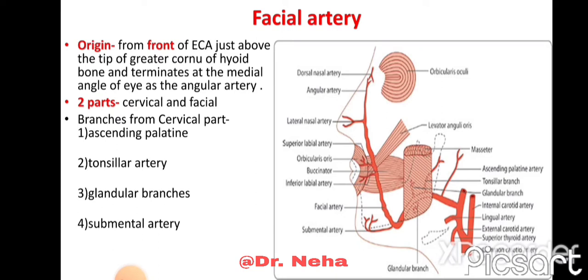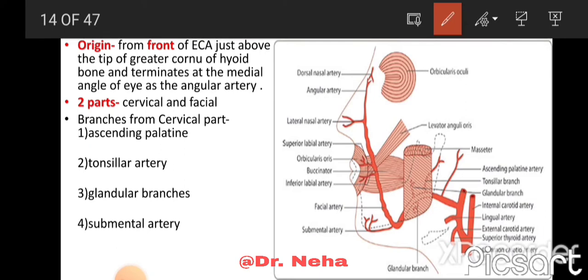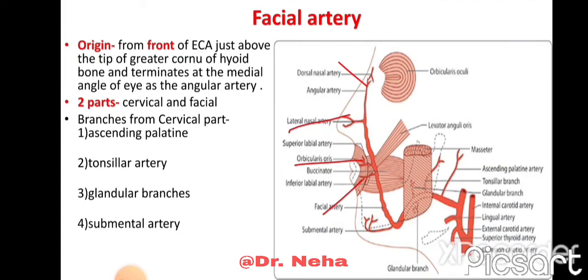In the facial part, the branches are inferior labial artery, this is superior labial artery, this is lateral nasal artery, and the further continuation is the angular artery of the facial artery.